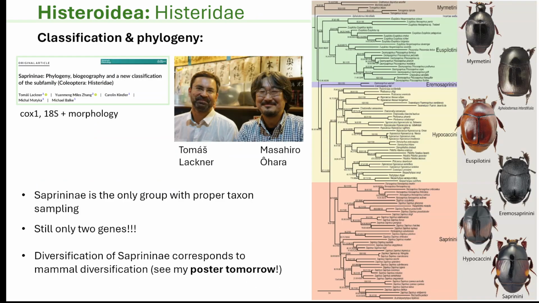The only group which is studied a little bit more, thanks to Tomáš's activities, is Saprininae, one of the subfamilies. Tomáš accumulated lots of species and genera, so we actually have quite a good idea about the sampling and a basic idea about how they are related to each other. Still, the taxon sampling is good, but the problem is that they only used 2 genes, so it can still be a little bit preliminary. It looks like, at least based on the data we have now, that the diversification in Saprininae somehow corresponded with the mammal diversification.